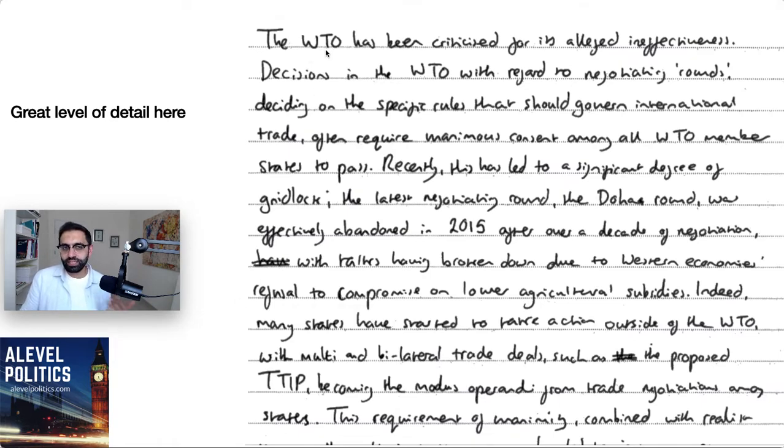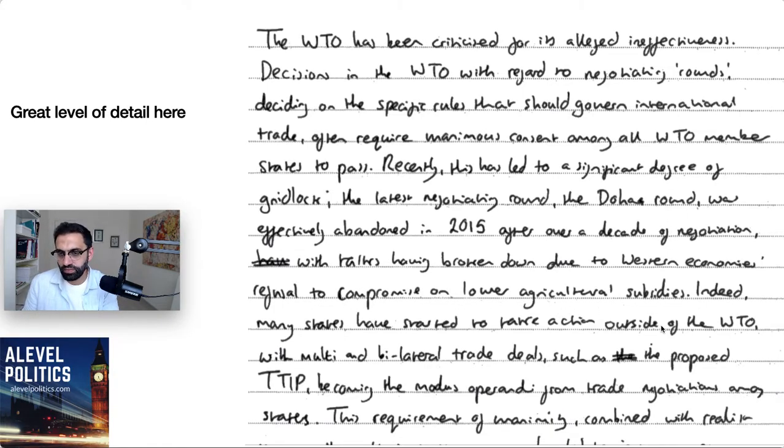So some great detail. The WTO has been criticized for its alleged ineffectiveness. Decisions in the WTO with regards to negotiating rounds, deciding on the specific rules that should govern international trade, often require unanimous consent among all WTO member states to pass. Recently, this has led to a significant degree of gridlock. The latest negotiating round, the Doha round, was effectively abandoned in 2015 after over a decade of negotiations, with talks having broken down due to Western economies' refusal to compromise on lower agricultural subsidies.